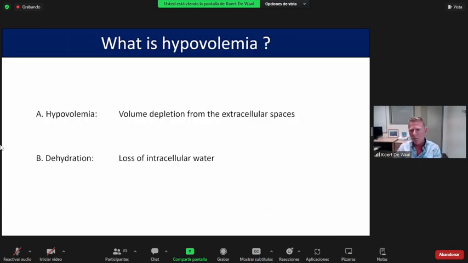So the beginning is the beginning. What is hypovolemia? And this is actually quite interesting. If you go look into a textbook, what is the definition of hypovolemia? It depends a bit on the textbooks of which sort of medical entity you're looking at, whether it's renal or intensive care. The intensive care people would generally call hypovolemia volume depletion from the extracellular spaces. But if you look at more general medicine or renal physicians, they would talk about dehydration, which is the loss of intracellular water. So there's different sort of concepts of where the water has disappeared.